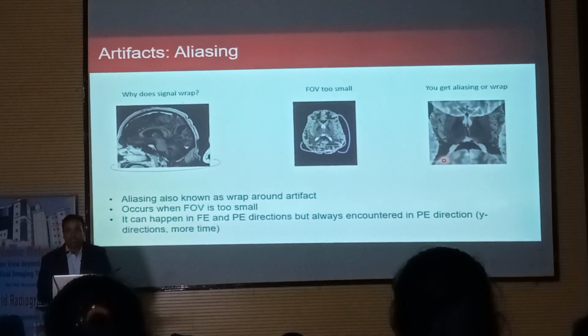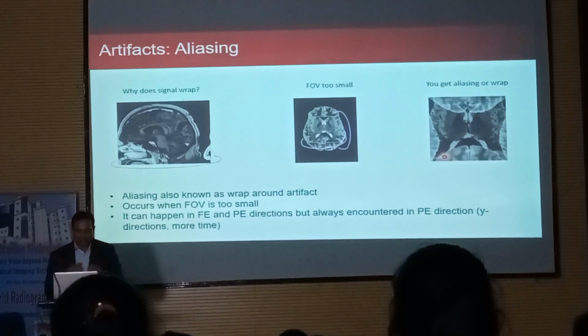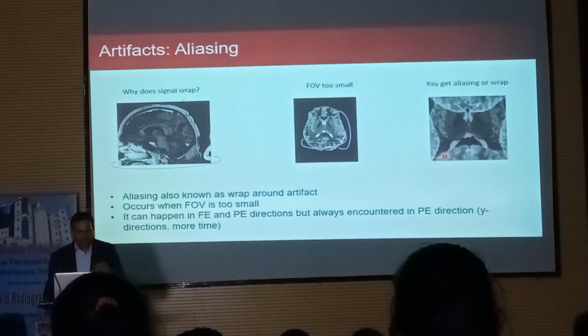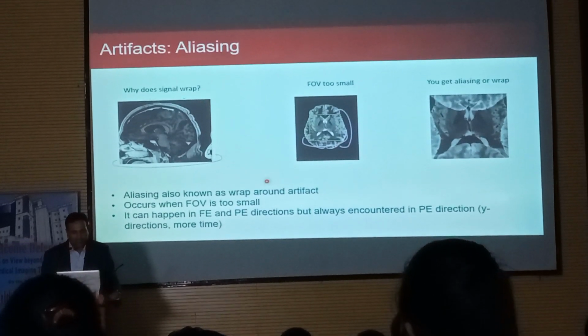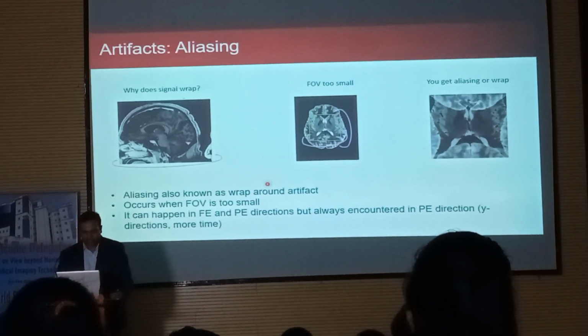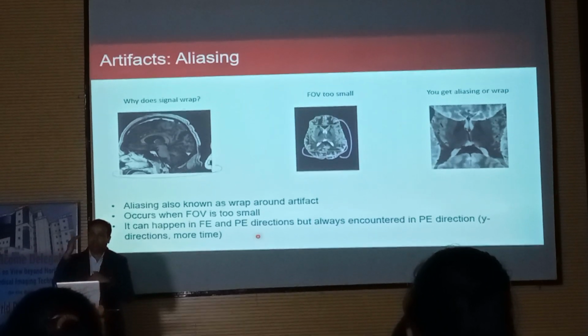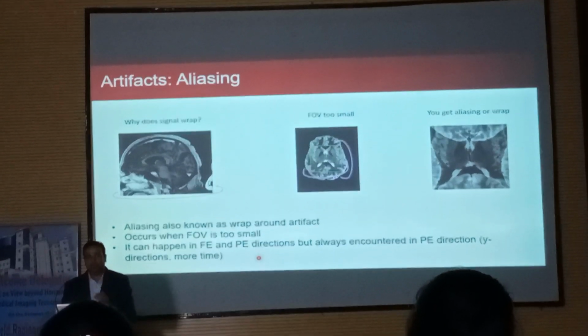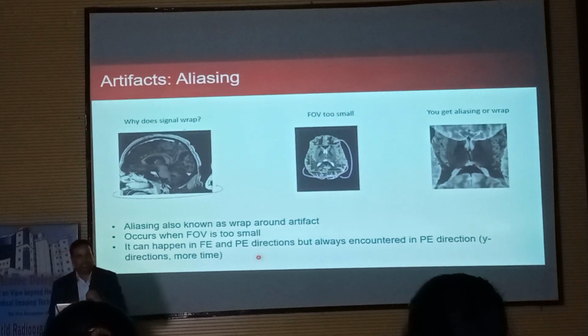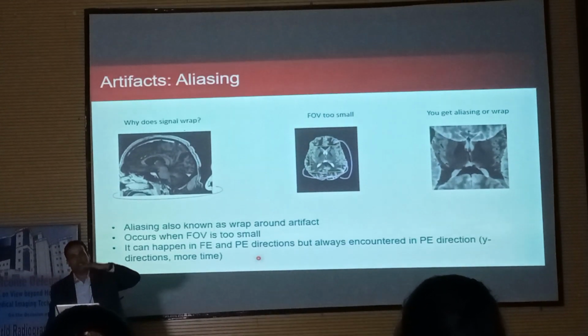A few artifacts, I'm not going to cover all the artifacts in the class because there are so many artifacts. So signal wrap: when you have small FOV, then you can have a wraparound effect. It can happen both in the frequency encoding direction as well as the phase encoding direction. But it is more predominant in the phase encoding direction because the phase encoding direction takes a lot of our time.